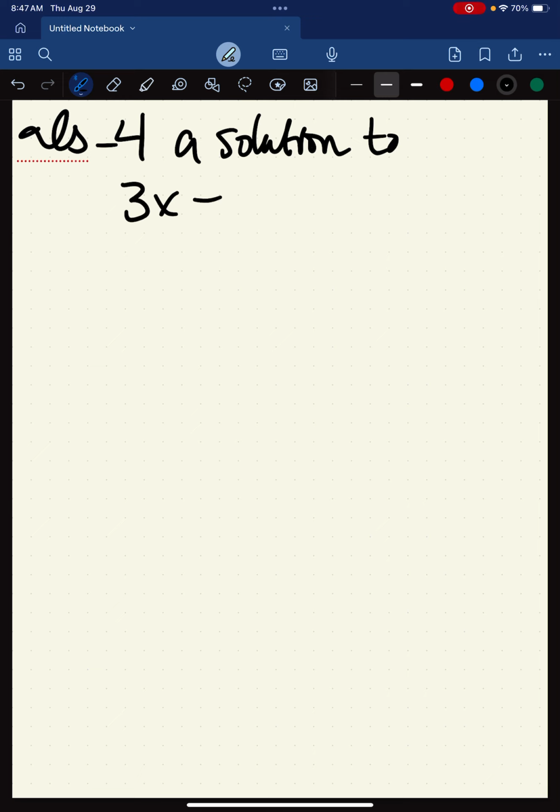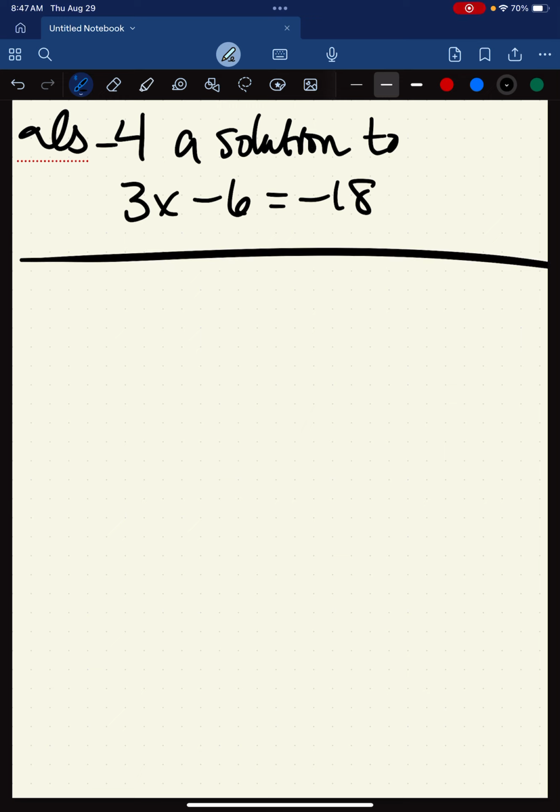And we'll just jump right in with an example. Is negative 4 a solution to 3x minus 6 equals negative 18? And if you remember, whenever we talked several lectures ago about solving equations, this is what this is doing. This is solving the equation: does negative 4 produce a true result? So let's plug it in and see if we end up with something true or if it's nonsensical.